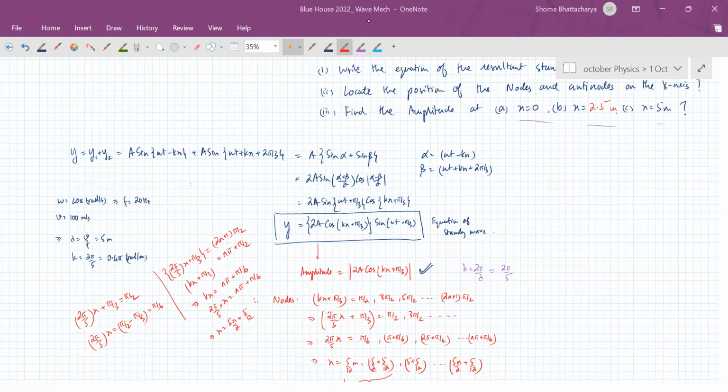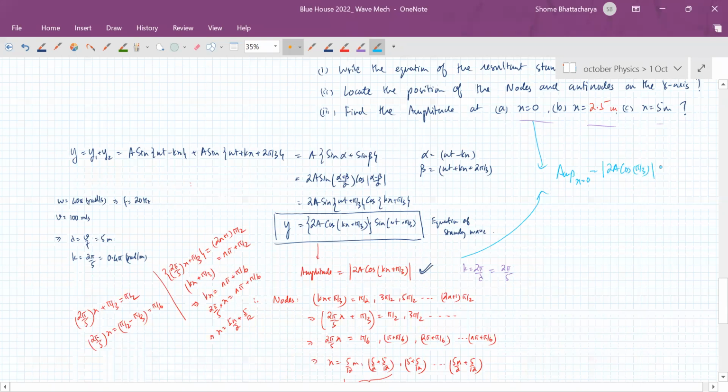Yeah, so the amplitude will be A. You have to take the mod, remember. So you can see that at x equal to 0, the amplitude becomes mod of 2a cos pi by 3. So cos 60 is half, so that becomes A.